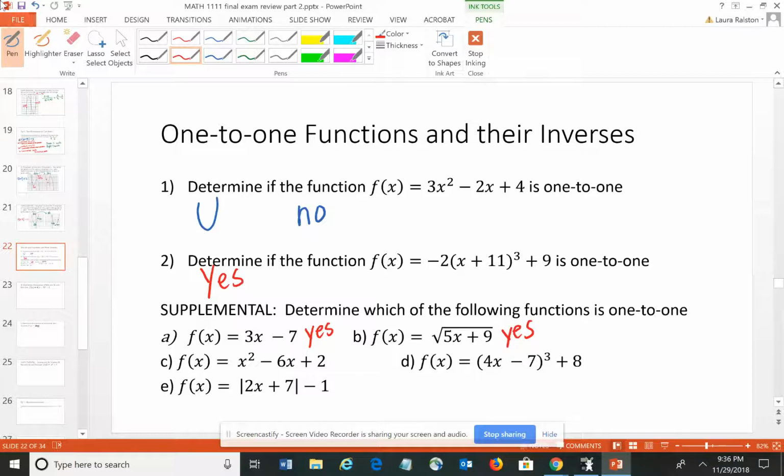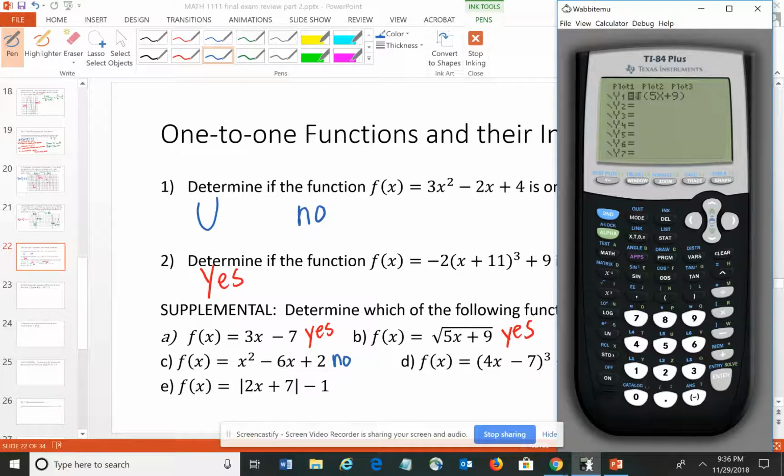With letter C, again, I have a quadratic, so I know it's going to be a parabola or that U shape. And so, as I mentioned earlier, a parabola or a quadratic is never one-to-one.